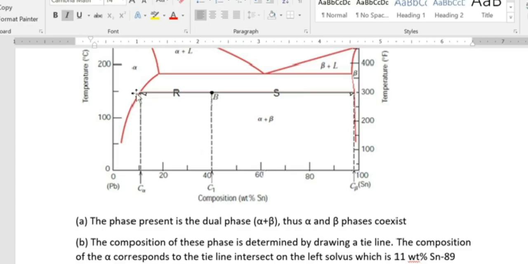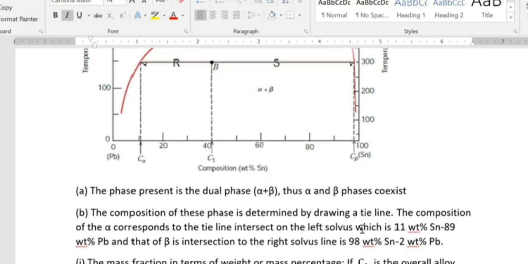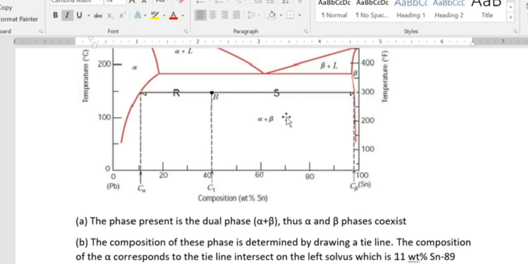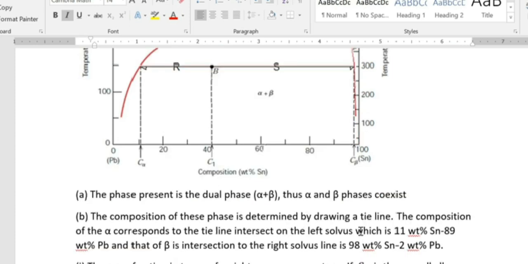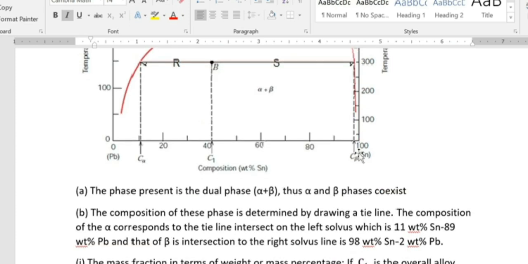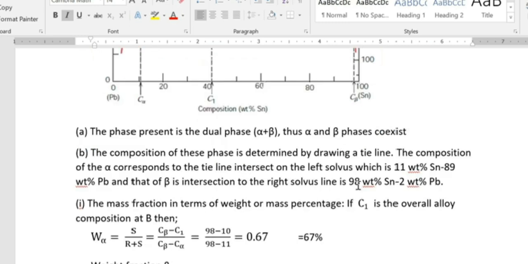So you draw a tie line. I've drawn it already, and then you drag it down. The composition of alpha corresponds to 11% by weight tin, 89% by weight lead. So this is the composition of the alpha. The first thing you look at is the region the question mentions. The question mentions alpha and beta. So when you drag down, you will know the composition of beta, which is 98% by weight tin, and then obviously 2% by weight lead. So this is the composition of beta and this is the composition of alpha.